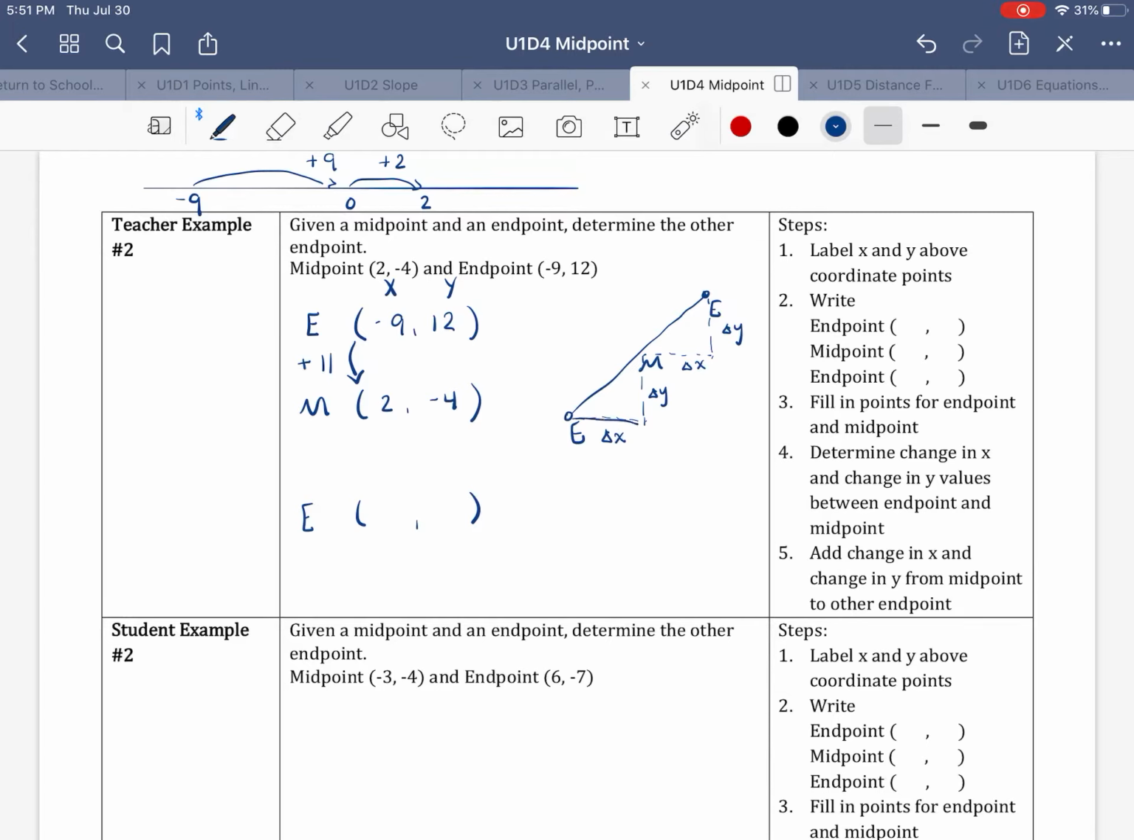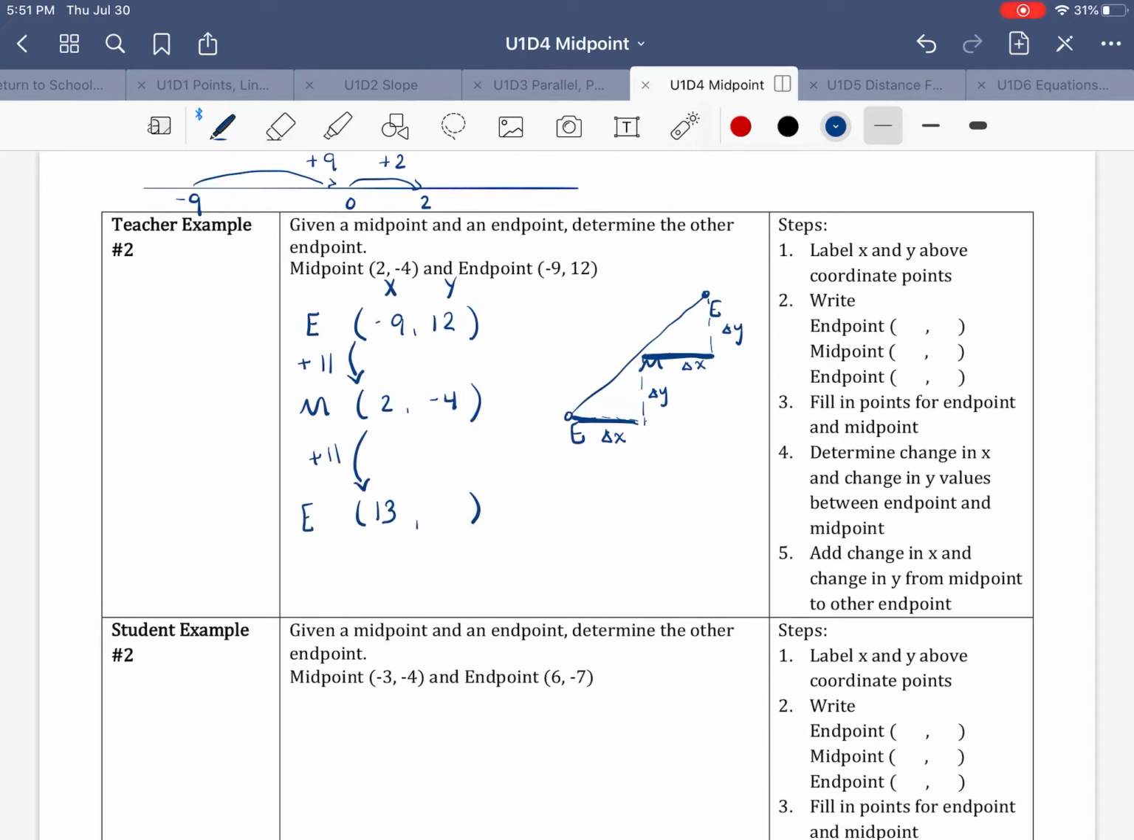Because that distance remains the same, right? This change in x is the same as this change in x. We're going to apply that same pattern again. It's going to add 11. So it's going to be 2 plus 11, which gets us 13. That tells us the x value of our second endpoint.